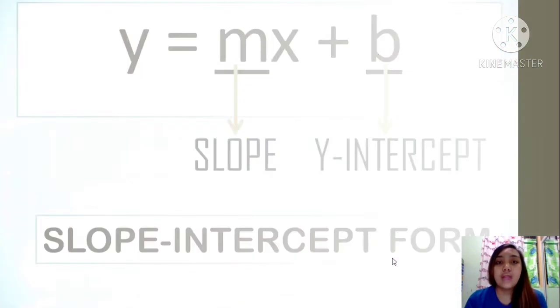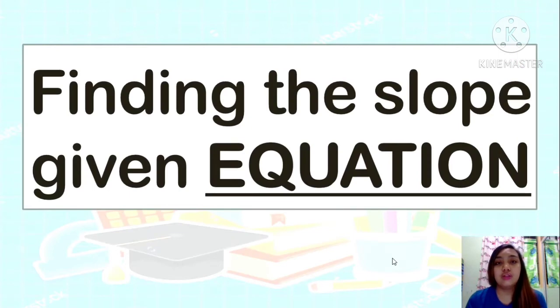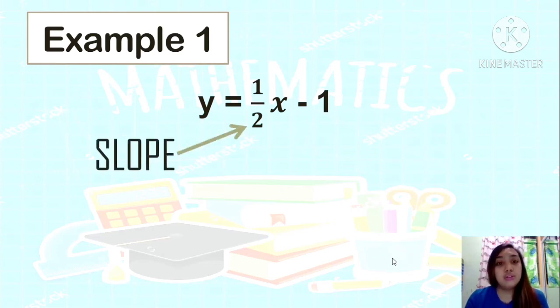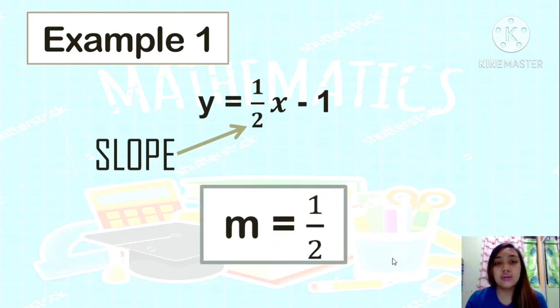Okay? Now, let's find the slope given the equation. Take a look at the example. You were given y is equals to 1/2 x minus 1. Of course, as I told you earlier, whatever is beside x is our slope. So, here, it is already in the form y is equals to mx plus b. So, what is beside x is 1/2. Is that our slope? Yes, that is our slope. So, simple. No solving needed. So, m is equals to 1/2.